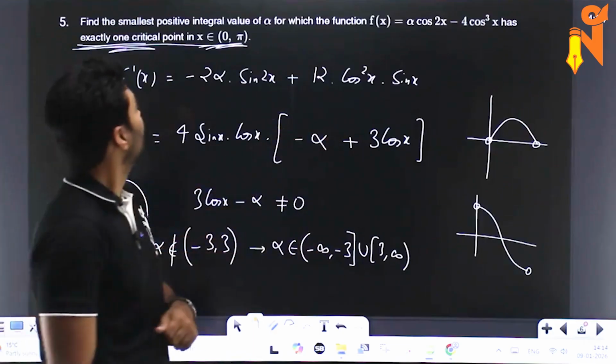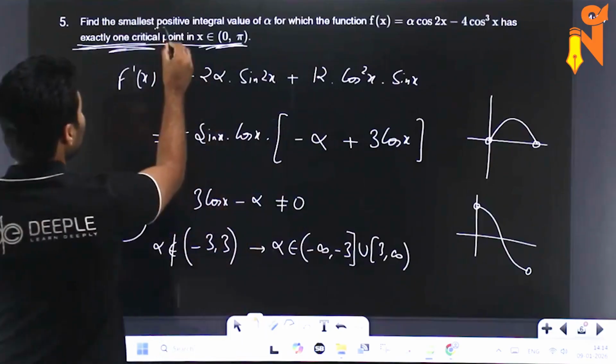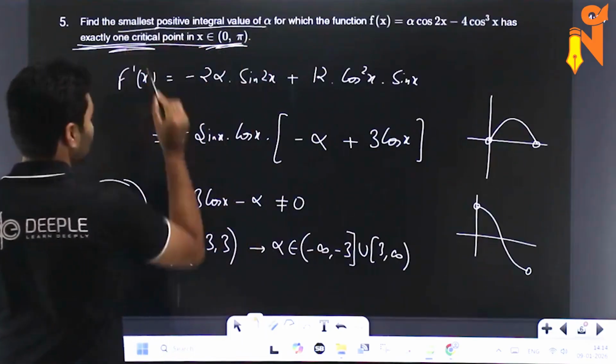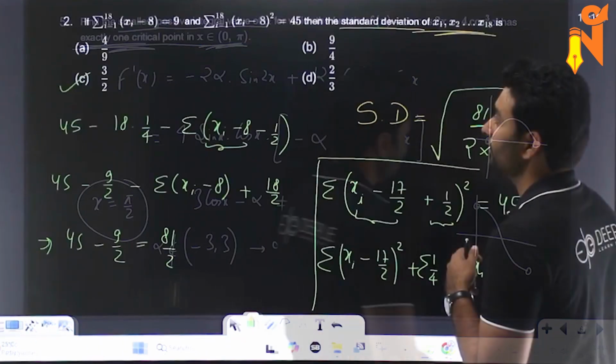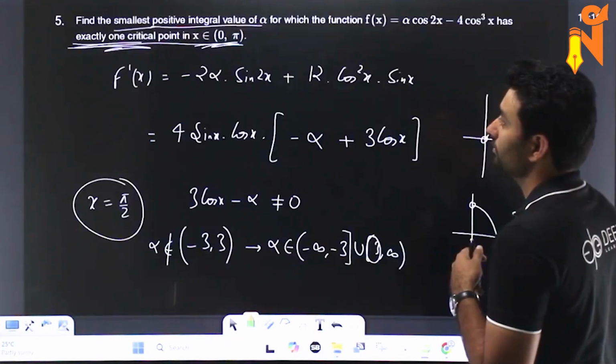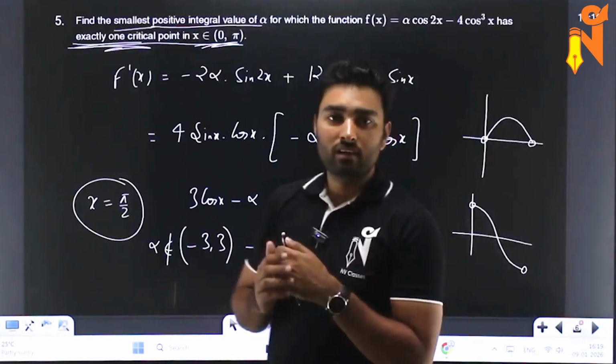Now the smallest positive integral value, the answer is 3. So very simple question. So this is the discussion. Okay, fine. Thank you so much.